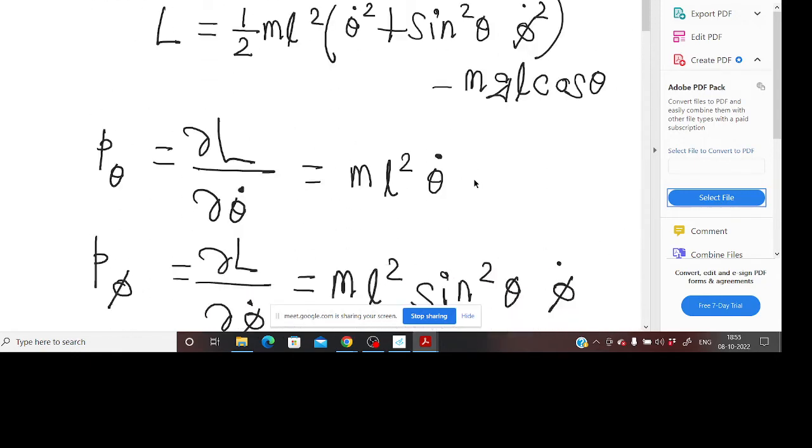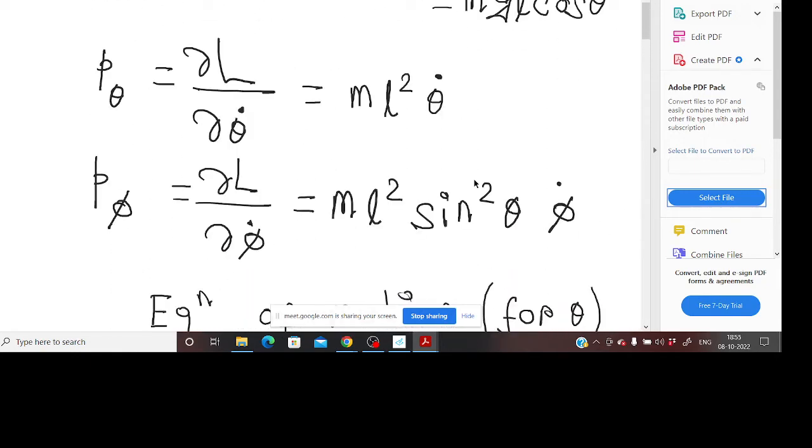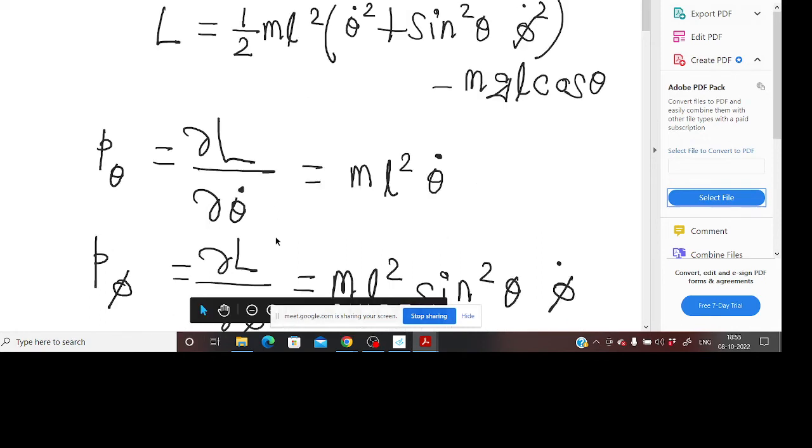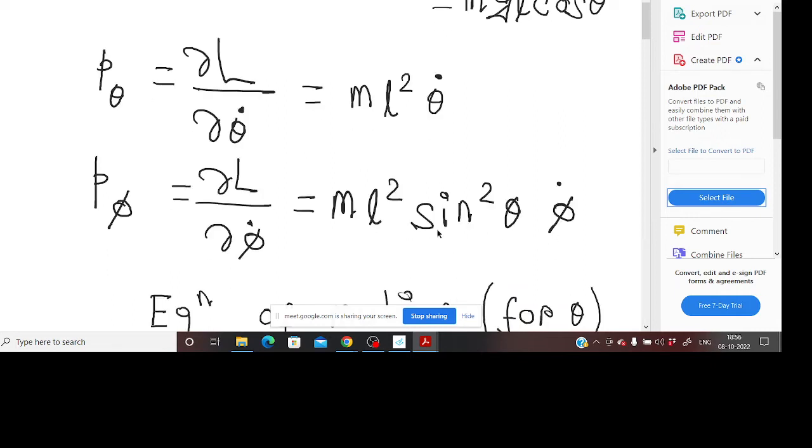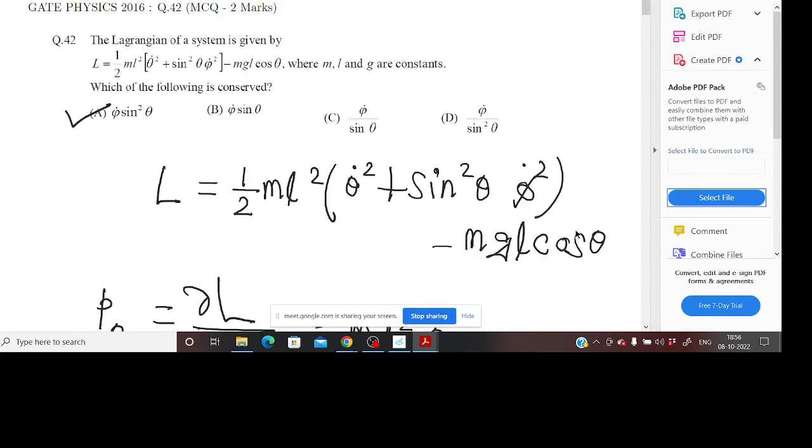And what is p phi? P phi is equal to del L del phi dot, and L is this thing. So del L del phi dot will be equal to m L square sine square theta into phi dot, right? And so this is a conserved quantity, and m and L are constants. So you have sine square theta into phi dot constant, right? So sine square theta into phi dot is a conserved quantity.